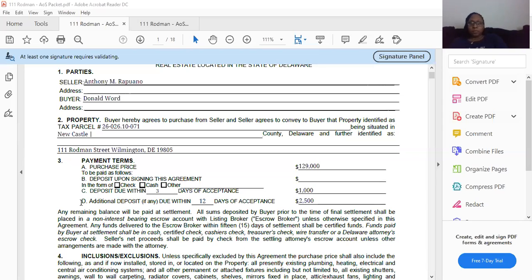If it's accepted today, which is Wednesday, then you just count. Weekends would count unless otherwise stipulated in the contract.